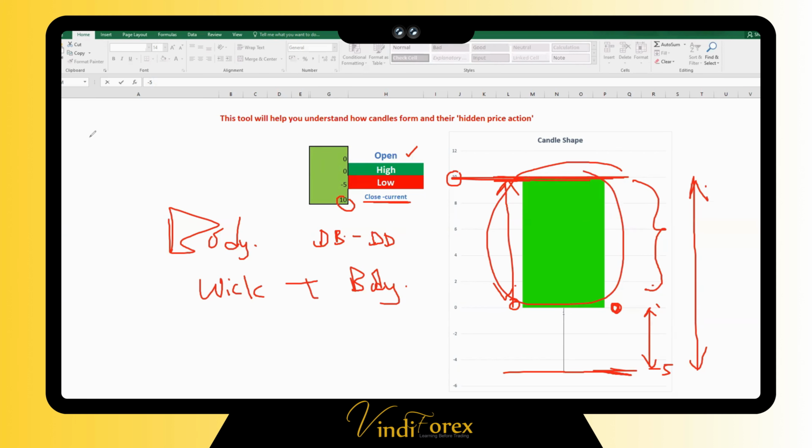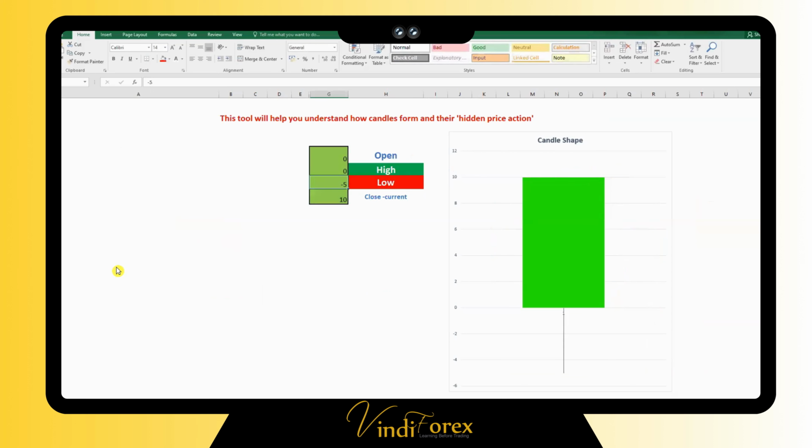Okay, we could have seen a different case where now our, let's just get rid of that. Let's keep this at 10. I just want to give you a different candle.